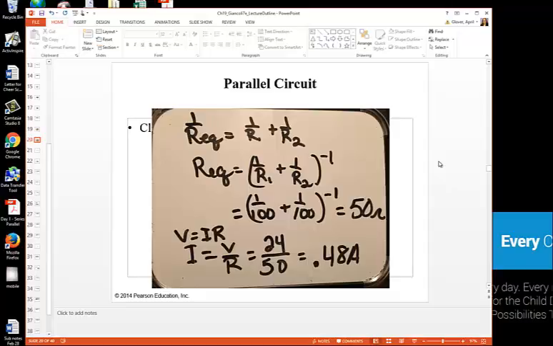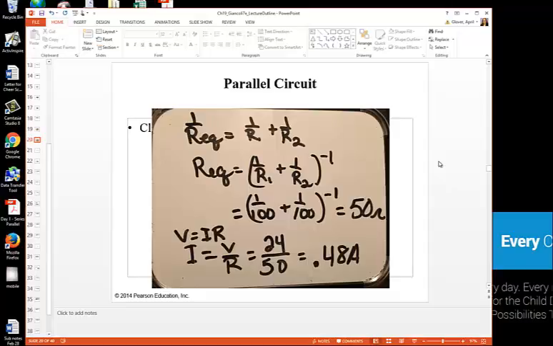Okay, that 0.48 is the total current through the whole circuit. Since your two resistors are the exact same size for this one, that means you have 0.24 amps running through one resistor, 0.24 amps running through the second resistor. So that way, if you add 0.24 and 0.24, you'd get 0.48.